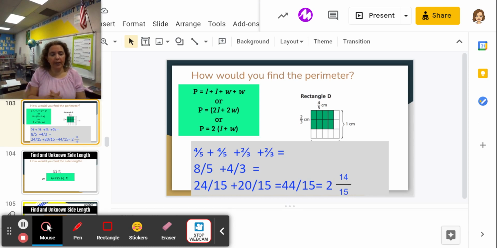And if you forgot how to add fractions, go back to Unit 1. I can't remember the number of the video, but it's back in Unit 1. It's on my website, and it says adding fractions. If you forgot how to do that, I'm not going to review that here today.